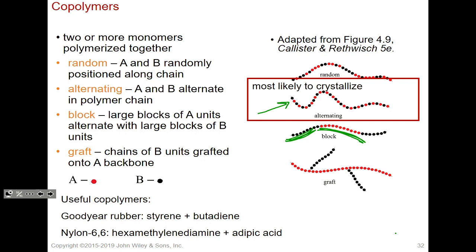Goodyear was the one who took rubber and vulcanized it. He treated it with sulfur, and the sulfur cross-linked all the rubber chains, and that resulted in the rubber that was used basically everywhere. And that then prompted synthetic rubber to mimic the properties of that. So just cross-linking it makes it stronger.